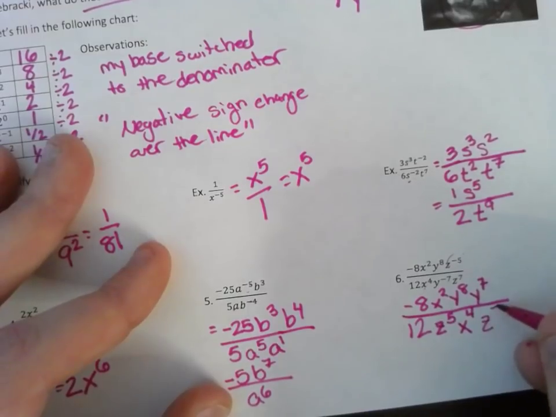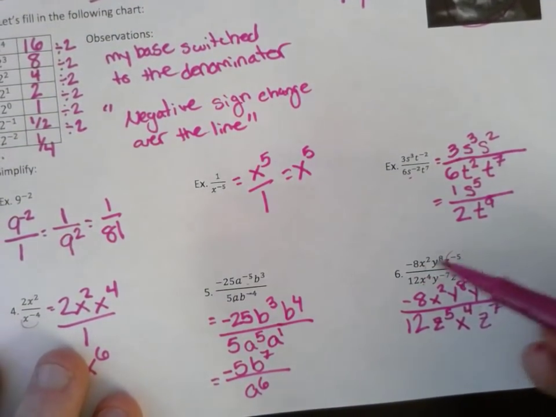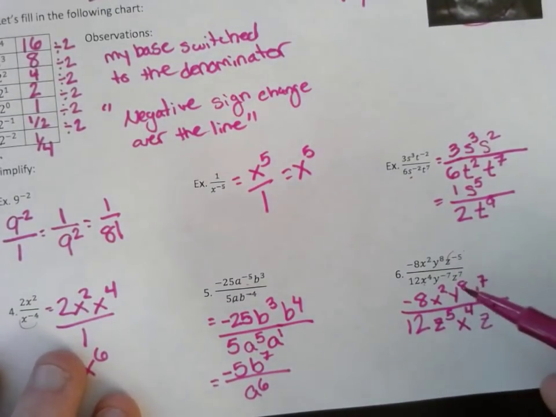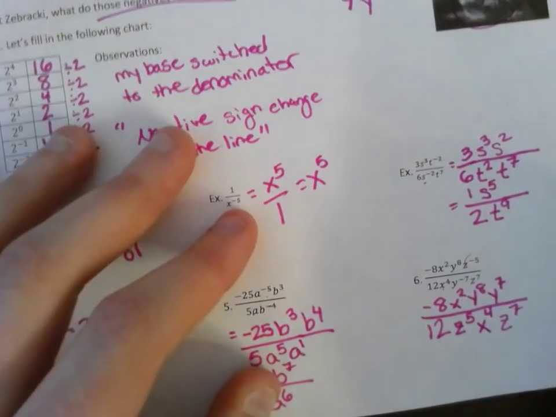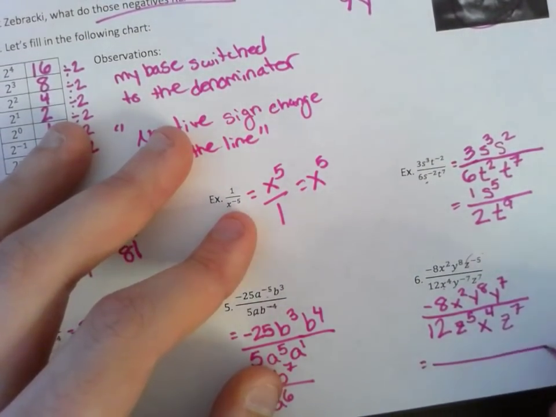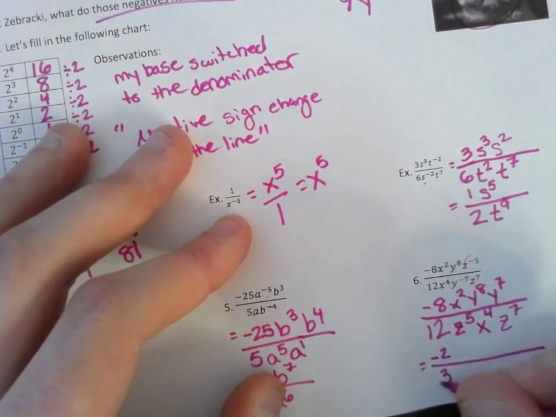And guys, if you're wondering the order I'm dealing with, I'm dealing with my numerator first, then I'm dealing with my denominator. Now, I have everything situated. I can start dividing and multiplying. Negative 8 over negative 12 is just negative 2/3.